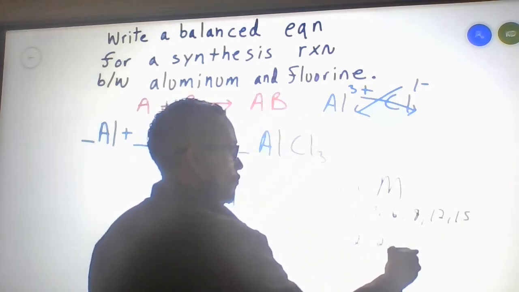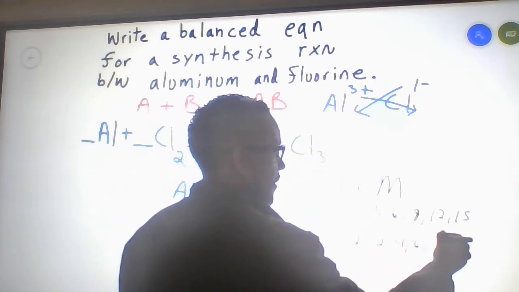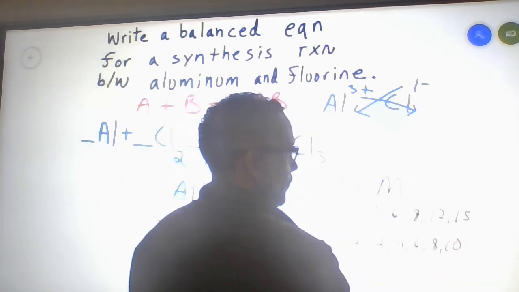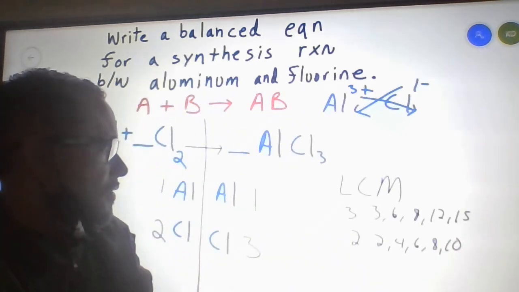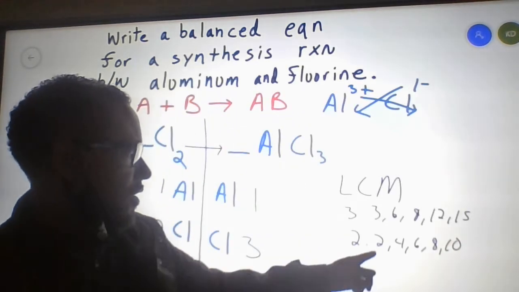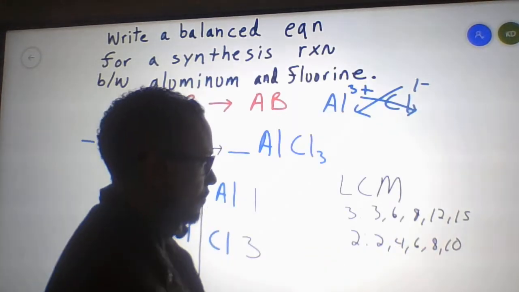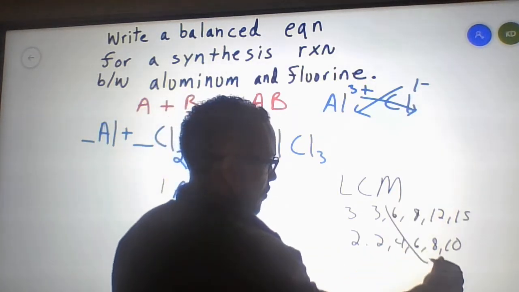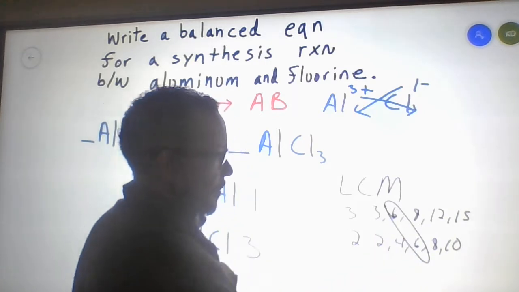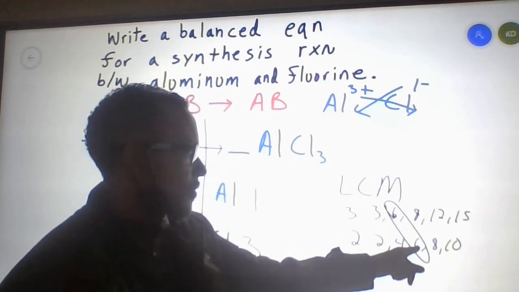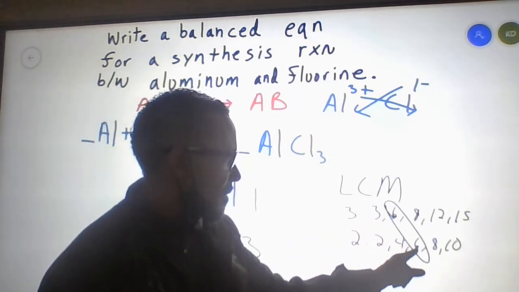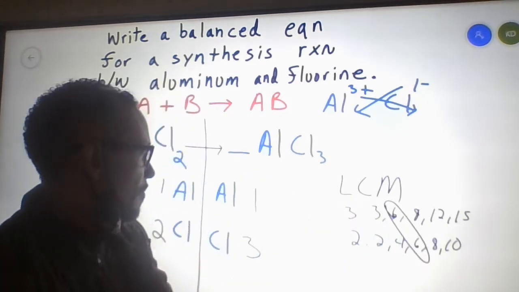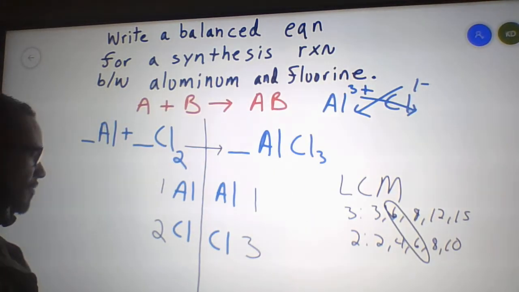Multiples of 2 are 2, 4, 6, 8, 10. All right, so I see that the least common multiple is going to be 6. This is our smallest one. There's no multiple that they have in common that is lower than 6. So this is our least common multiple. We don't have any other multiples. So, all right, let's see what we need to do.